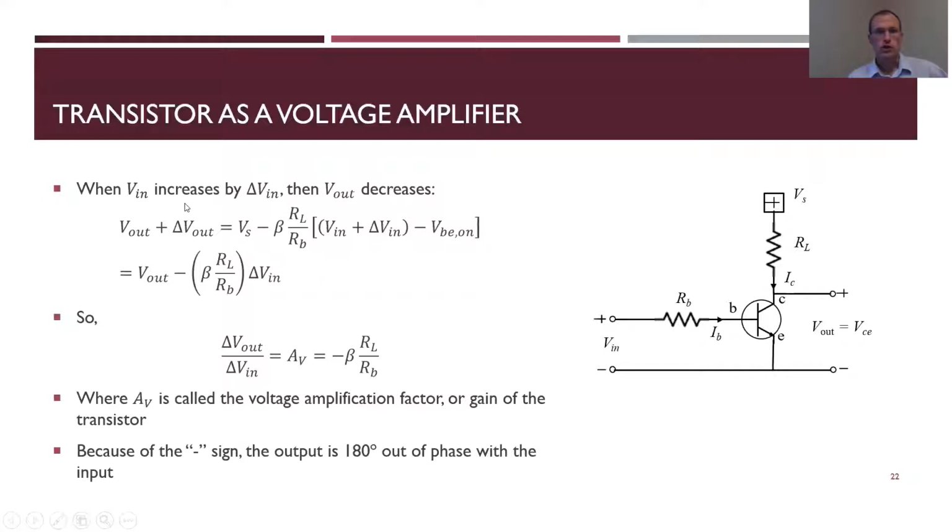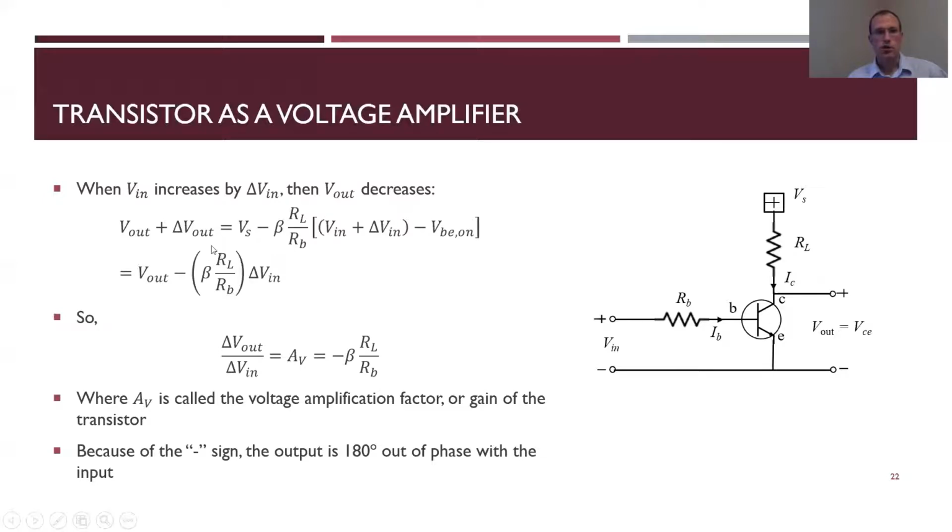So if I look at the change in voltage, how does V out change if V in changes? Just change V out to V out plus delta V out, change V in to delta V in, and then group terms together. One of them just becomes V out, and I'm left with essentially beta RL over RB times delta V in.